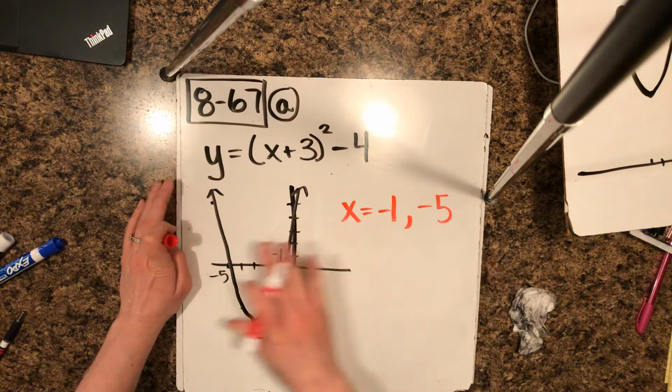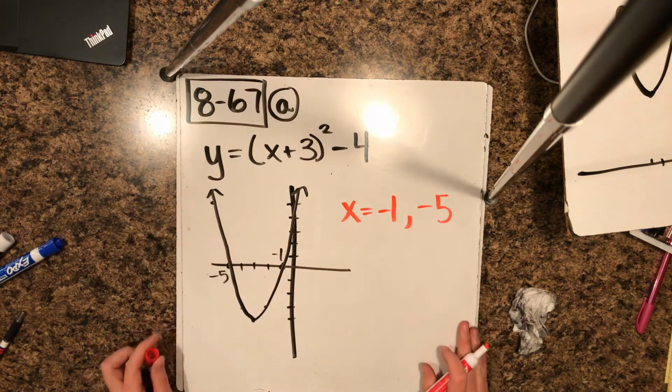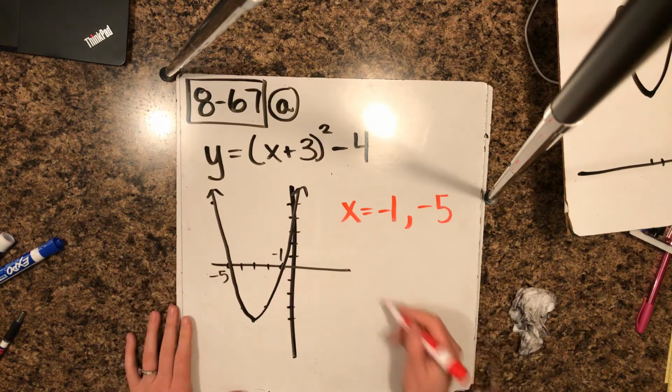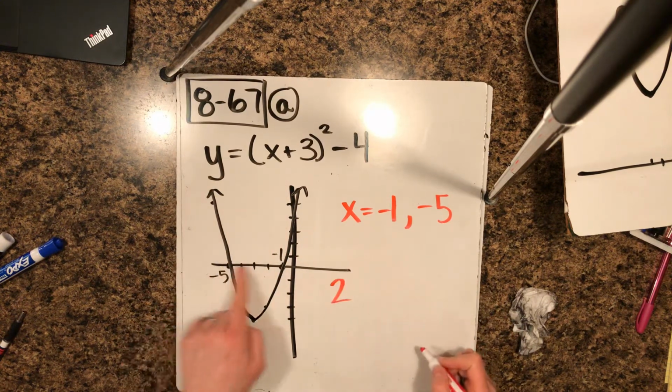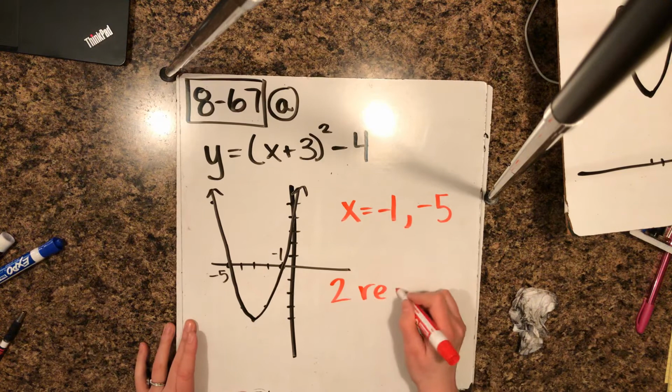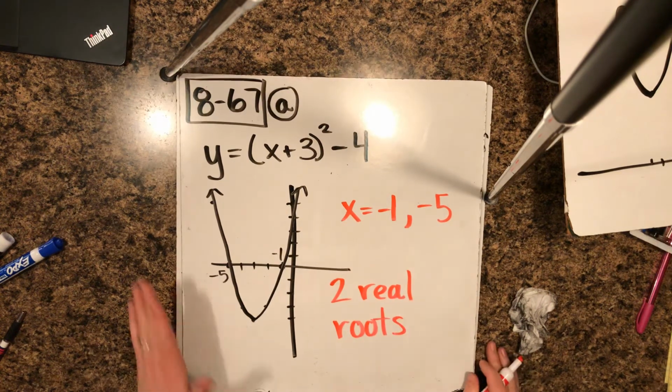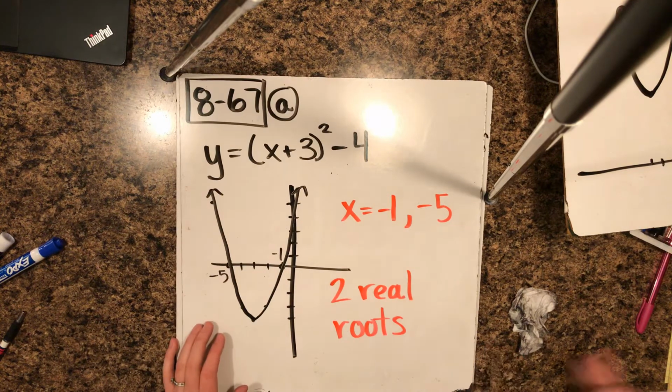Okay, so we already know just by looking at this graph that the 2 x-intercepts represent the solutions or the roots to this equation. Okay, so we can see it on the graph. That means they're real roots. Okay, this equation has 2 real roots.